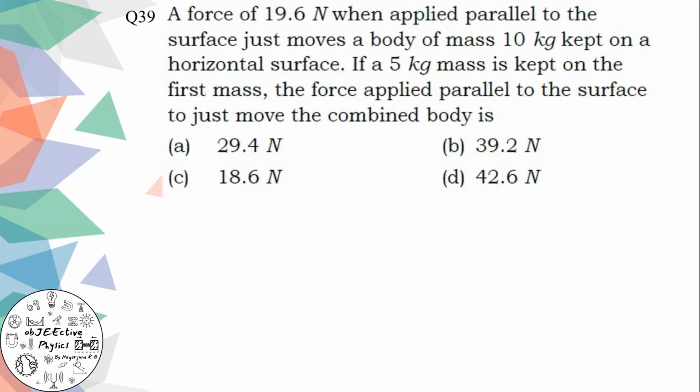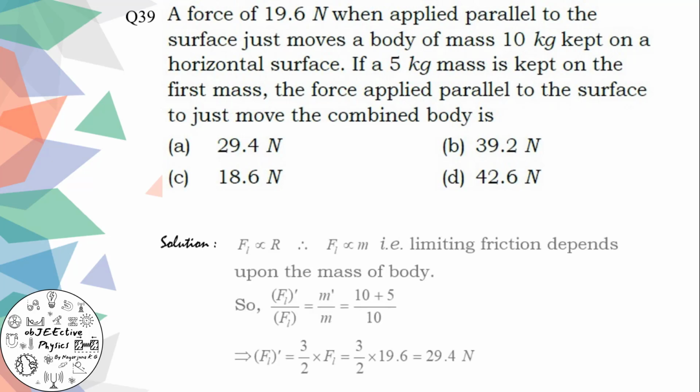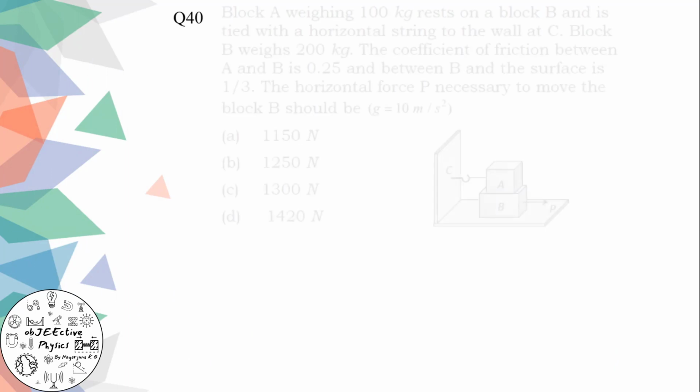39. A force of 19.6 newtons when applied parallel to the surface just moves a body of mass 10 kg kept on a horizontal surface. If a 5 kg mass is kept on the first mass, the force applied parallel to the surface to just move the combined body is. Solution. FL, limiting friction, is directly proportional to R, therefore FL is directly proportional to M. That is, limiting friction depends upon the mass of the body. So, FL dash by FL is equal to M dash by M, that is equal to 15 by 10, 3 by 2, or that implies FL dash is equal to 3 by 2 into FL, that is equal to 29.4 newton.